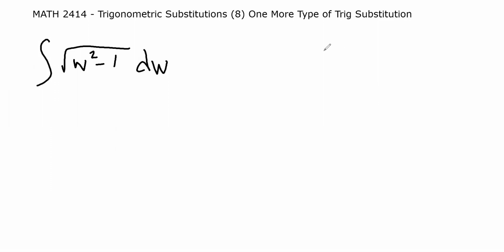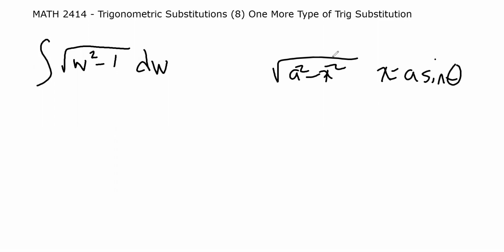So far, we've developed a technique for integrating something of the form a squared minus x squared, which was x equals a sine theta. We've come up with a technique for integrating something of the form the square root of x squared plus a squared. That was x equals a tangent theta. And just a reminder that we also developed various techniques for dealing with the fact when the coefficient of the x squared was something besides 1.